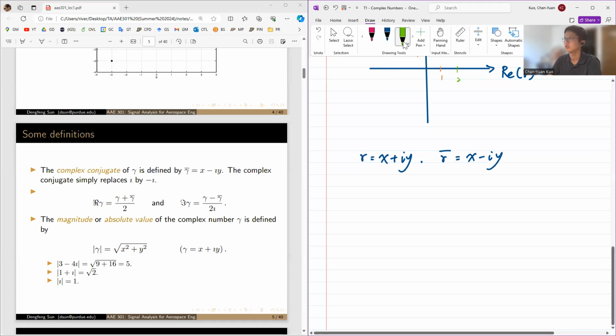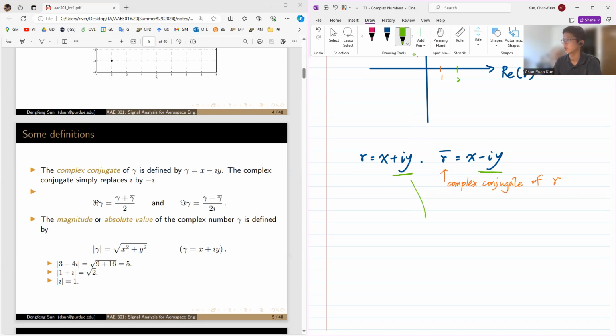So here, this is the complex conjugate of gamma. And notice that what we did is reverse the sign of the imaginary part of gamma.